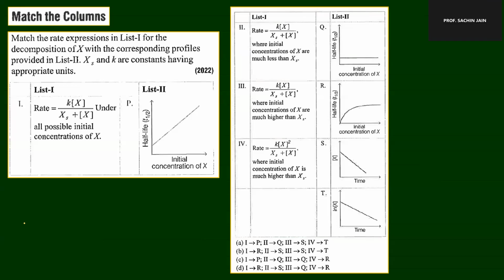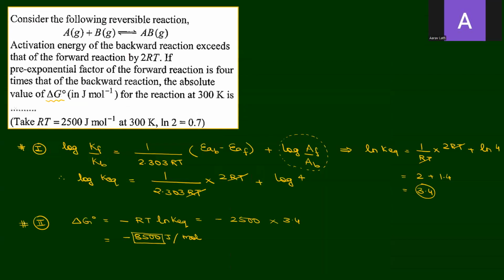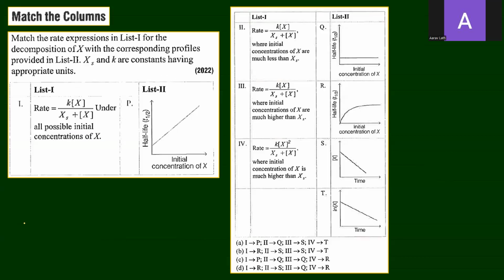Last question of the day. So can you go back for a second? Okay, so this is a 2022 PYQ. Match the rate expression in list 1 for the decomposition of X with the corresponding profiles provided in list 2. X_S and K are constants having appropriate units. So we're supposed to match list 1 with list 2, and some rate laws are being given with some condition.